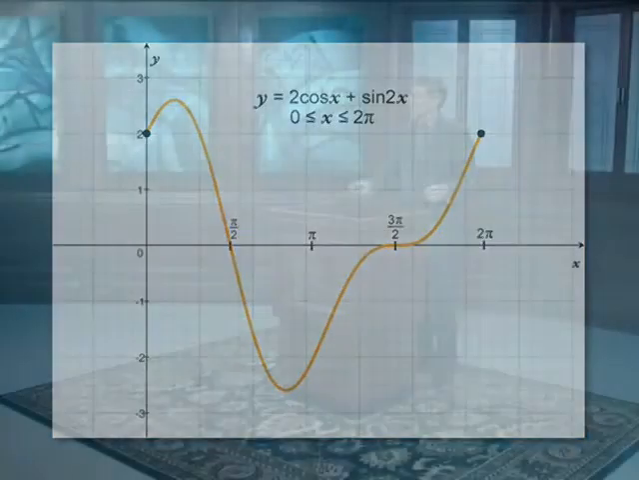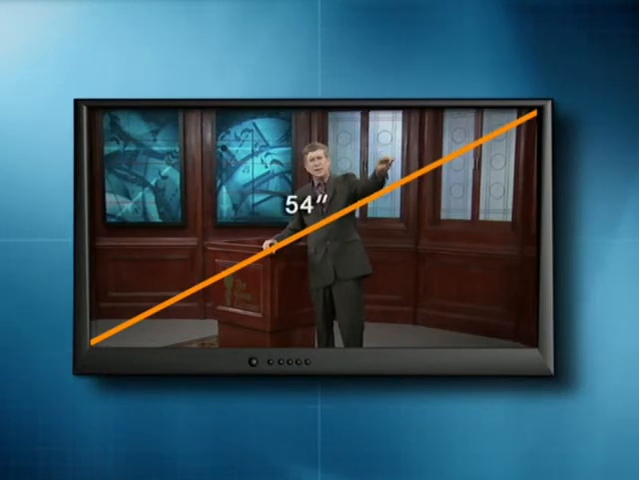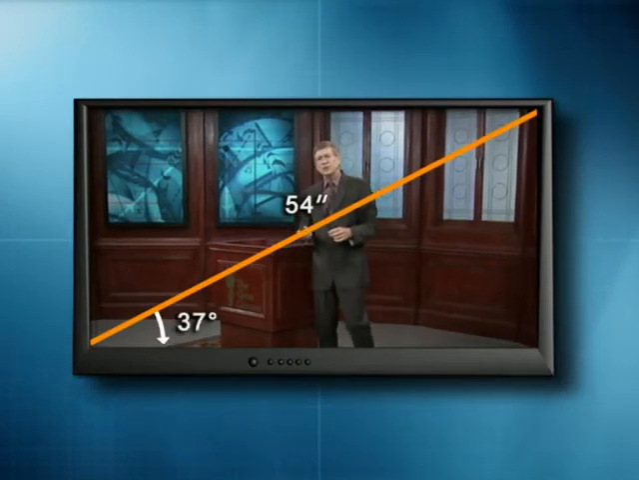Let's do an application to televisions. I finally bought a flat screen television, and I noticed that the diagonal was 54 inches, and the angle that the horizontal made with the diagonal was 37 degrees. So I asked myself, what's the area of my TV screen under this scenario? How big is the viewing area of a TV? They're rectangular in shape, given the following dimensions. You have a diagonal of 54, and you have an angle of 37 degrees.